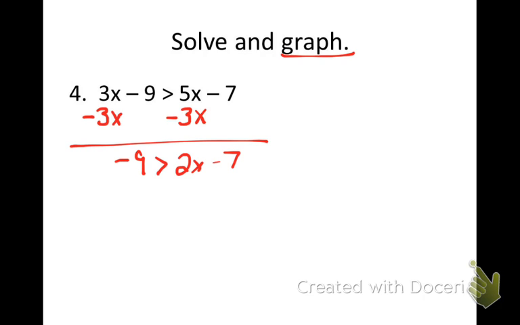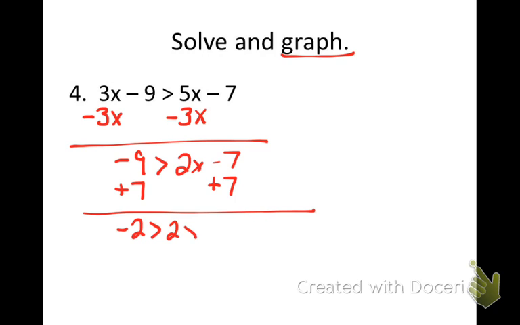So since I brought my variable to the right, I need to get rid of the 7 over here with it. So I'm going to add 7. Signs are different, so I subtract. I get negative 2 is greater than 2x. Divide by 2. And get negative 1 is greater than x. But when I read it from the x, it's really x is less than negative 1.